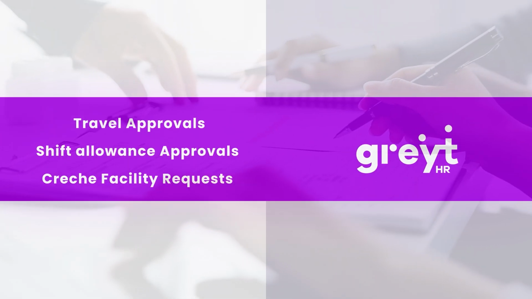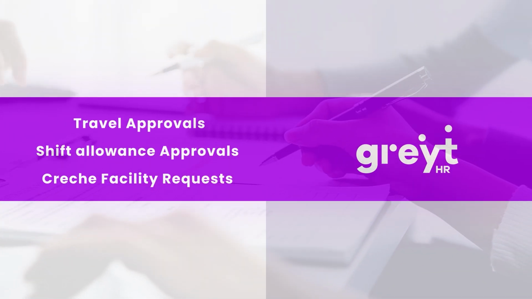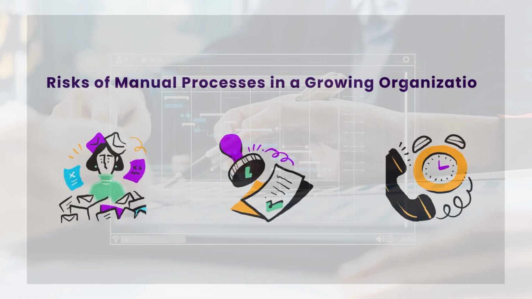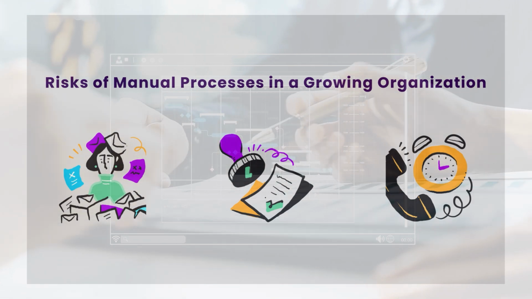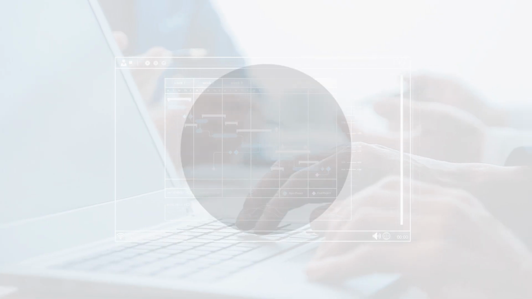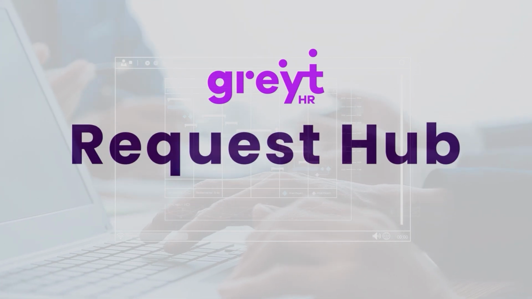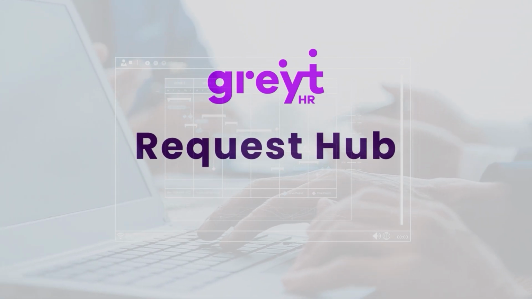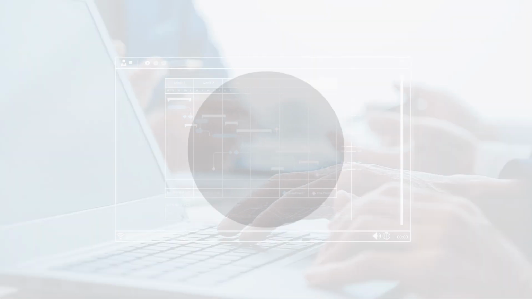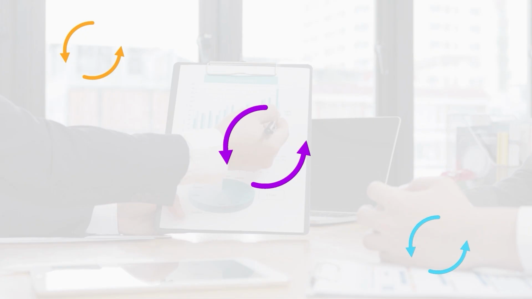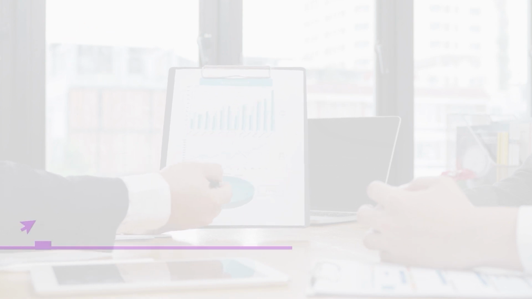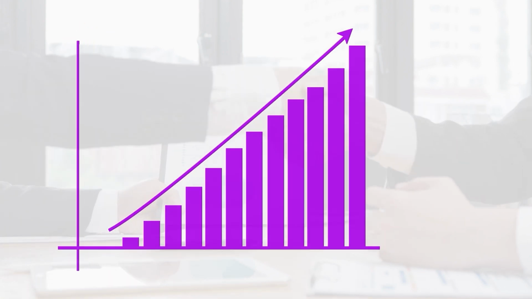Does your organization still handle travel approvals, shift allowance approvals, or creche facility requests through emails or paper forms? Relying on manual processes can result in delays, errors, and a lack of visibility, challenges that only grow as your organization scales. Introducing greytHR's Request Hub, a centralized, automated solution to streamline your approval workflows. With customizable workflows, real-time monitoring, and enhanced reporting, you can eliminate manual processes and boost productivity across your organization.